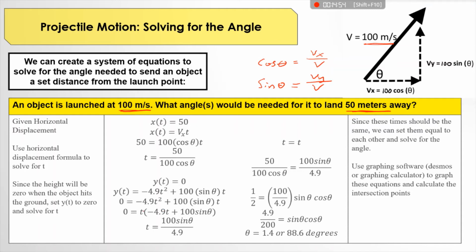So t is either 0, which is when the object was on the ground initially, no time had passed, or if I solve this part, I can move negative 4.9 to the other side and then divide by 4.9 to get t equals 100 sine theta over 4.9. So now I've got two times that I know should be equal to each other. These are both the times when the object lands, so I can set them equal to each other and solve for our angle. Okay, so our first time, 50 over 100 cosine theta, goes here, and our second time that we got with our vertical equation goes here.